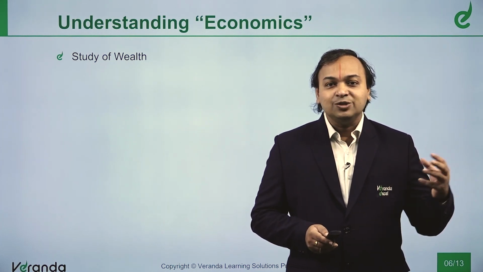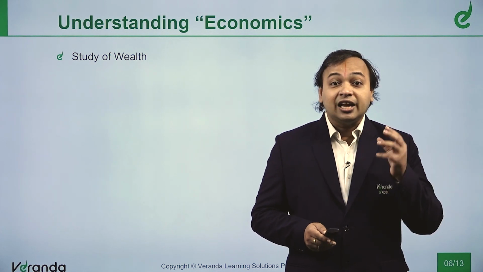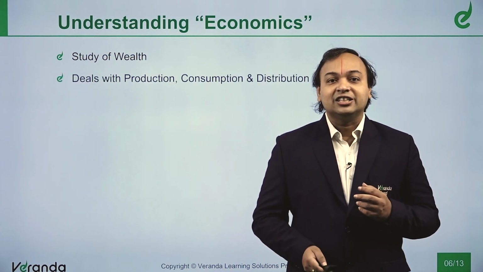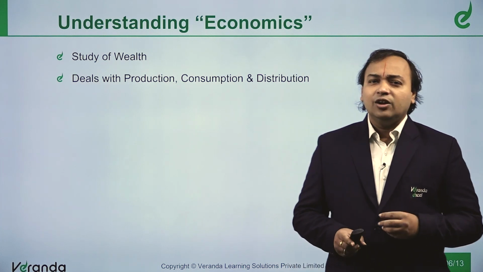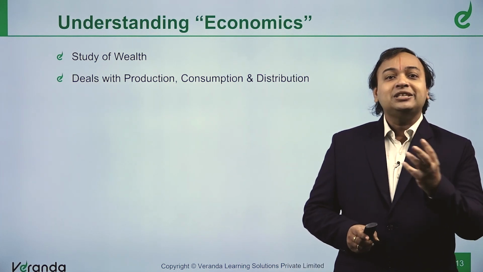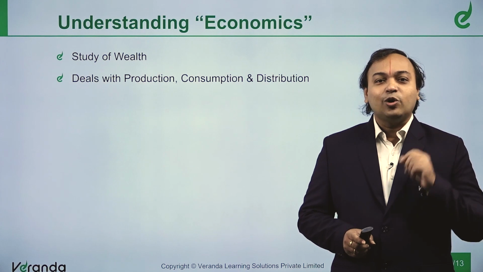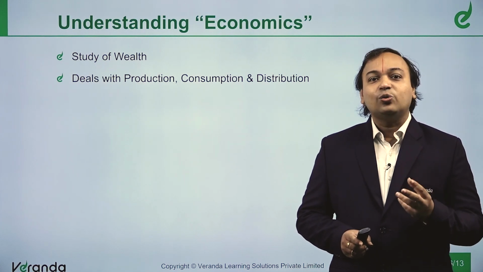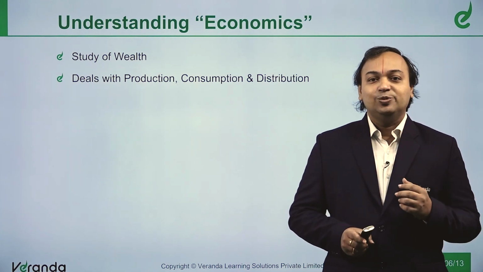What are the tangible things which we can show off to others? That is the study of wealth, which speaks about economics. Then what are the items which economics actually deals with? It deals with three important things. One is production, the other one is consumption, the third one is distribution.